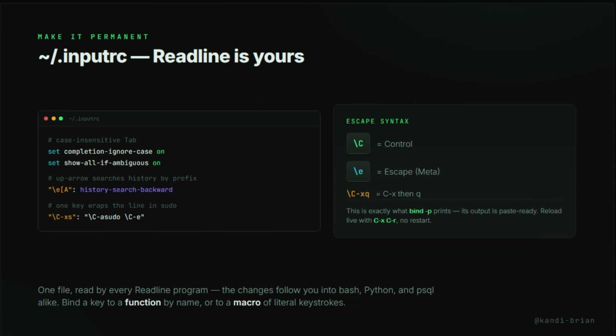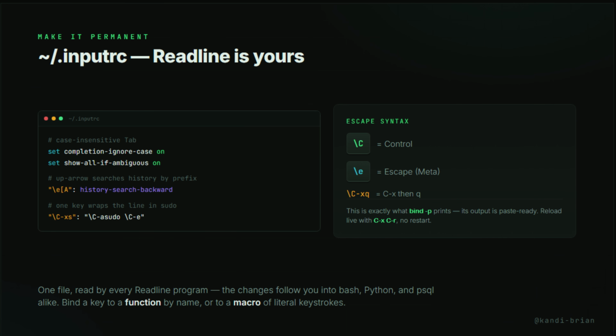You can change settings live in a running shell with the bind command instead of editing the file. And once you have something you like, put it in the inputrc so it persists. And Control-X Control-R rereads the inputrc without restarting your shell. You can tweak and reload instantly.